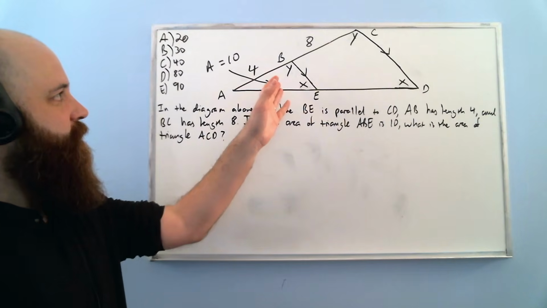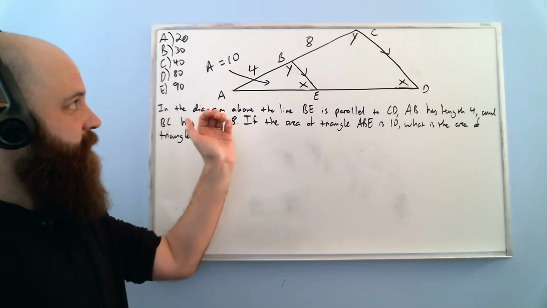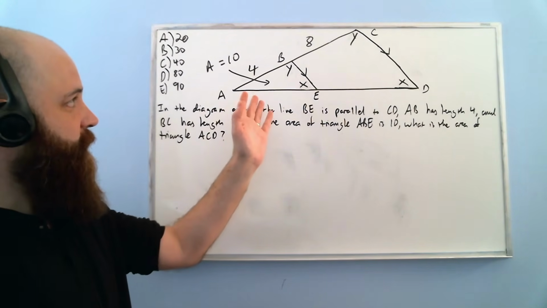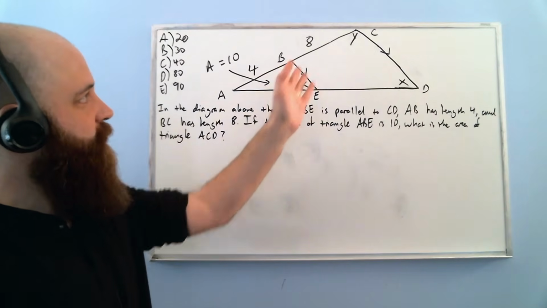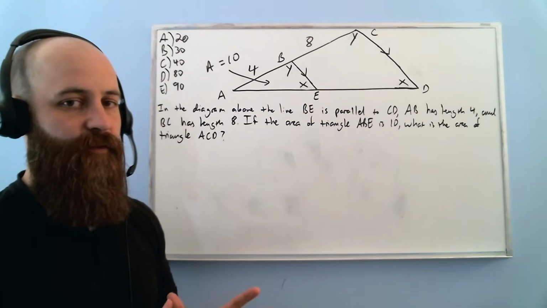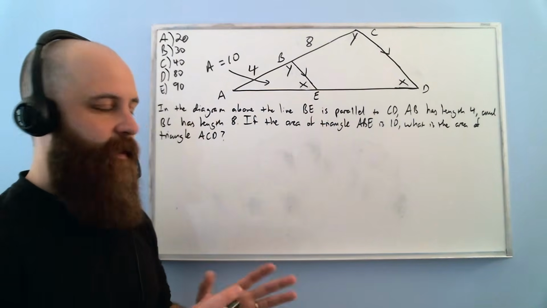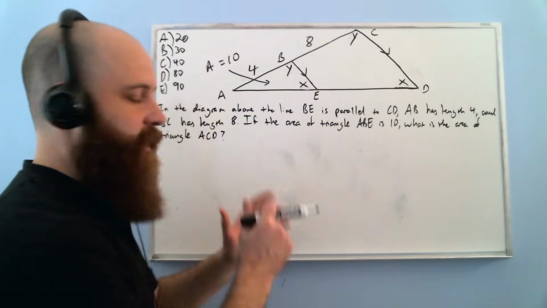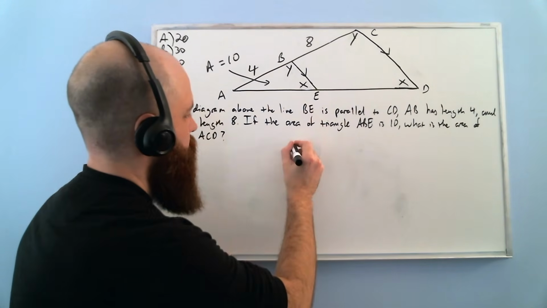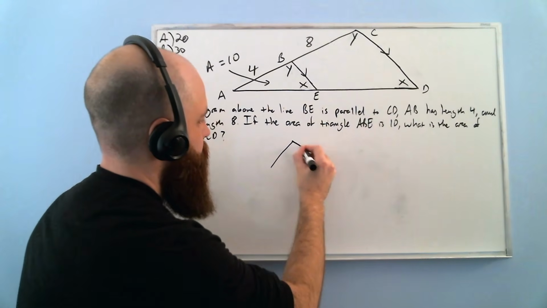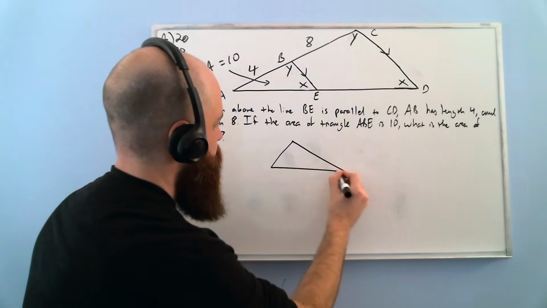Well, I noticed that the small triangle, I know its area, so that in theory should help us somehow. And the small triangle and the large triangle share two angles. So what's that situation called? That's similar triangles. So let's explore the idea of similar triangles a little more and see if it will help us with this question.